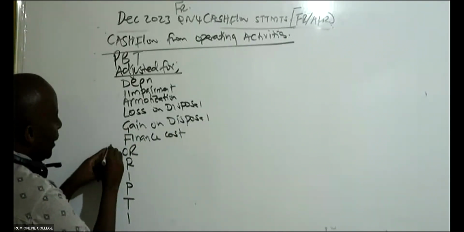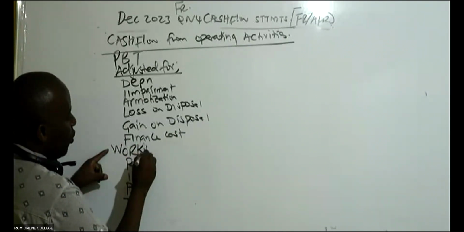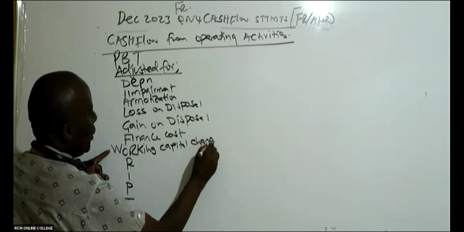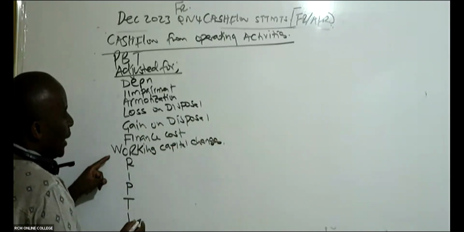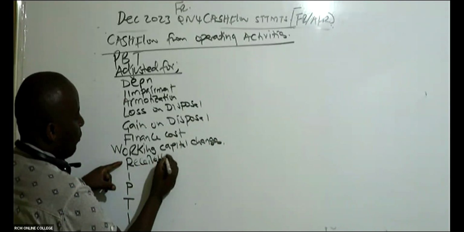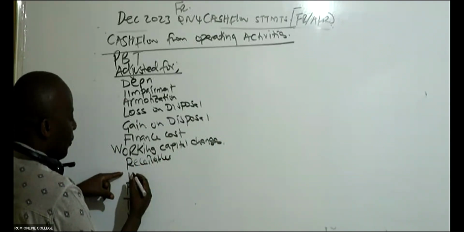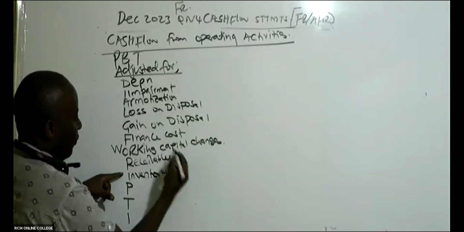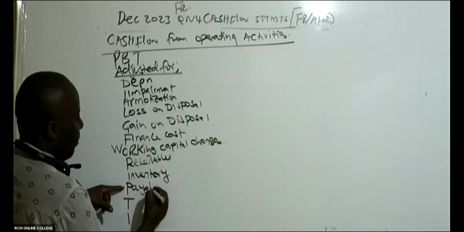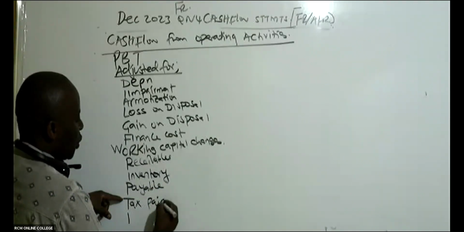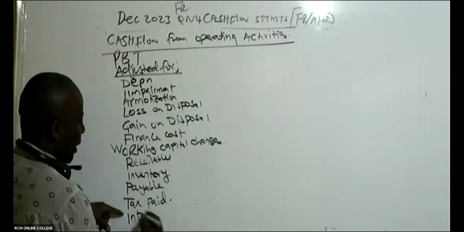This stands for working capital. You write here, working capital changes. So we have here receivables. Under working capital, we have what we call receivables. We have in this case here inventory. We have here payables. We have here tax paid. And then we have what we call interest paid.